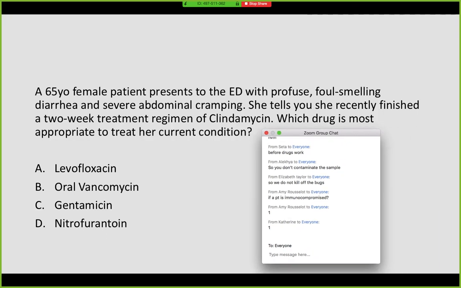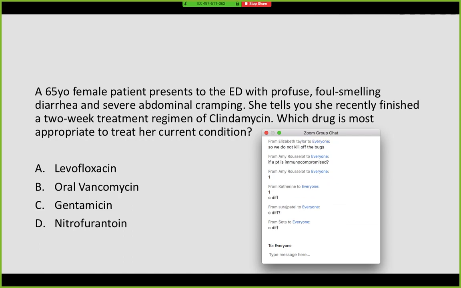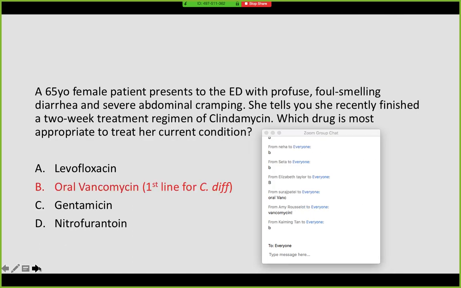All right, so some practice questions. A 65-year-old female patient presents to the ED with profuse, foul-smelling diarrhea and severe abdominal cramping. She tells you she recently finished a 2-week treatment regimen of clindamycin. Which drug is most appropriate to treat her current condition? So what do you think she has? What is causing the foul smell? Yeah, C. diff. So she has C. diff, and how are you going to treat it? Right, B, oral vancomycin. Good job, guys.